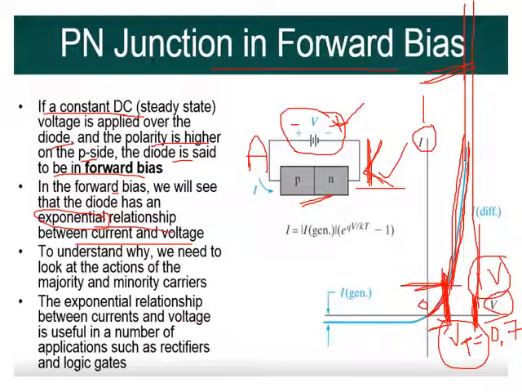So this exponential rise in current is near 0.7 itself. The difference in voltage between this point and this point, this current and this current, is very small. As soon as it reaches 0.7, the current increases rapidly.